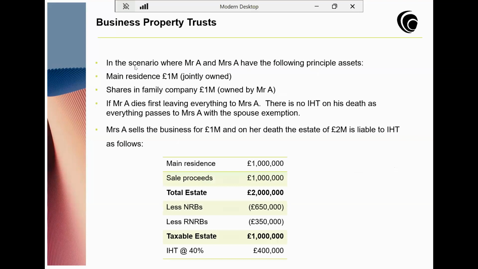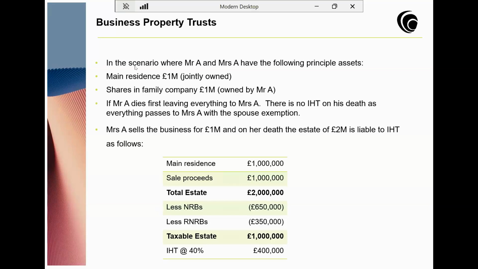So here I have Mr. and Mrs. A with the following principal assets. They've got their main residence, valued at £1 million, jointly owned, and shares in a family company, say, valued also at £1 million, but owned by Mr. A. Okay, if Mr. A dies first, leaving everything to Mrs. A, there's no inheritance tax on his death, as everything passes with the spouse exemption.